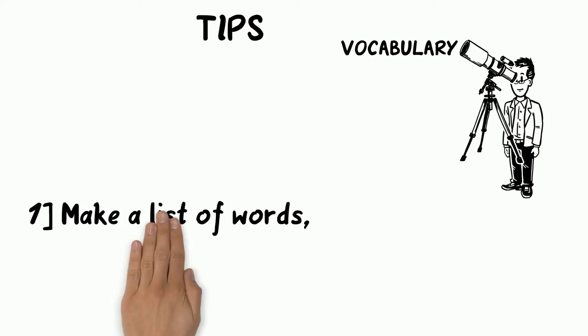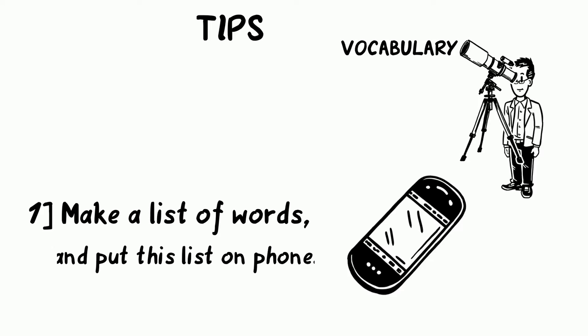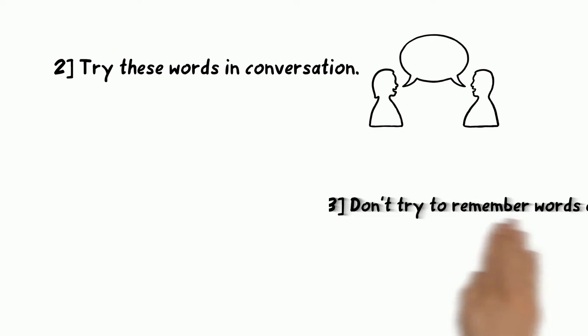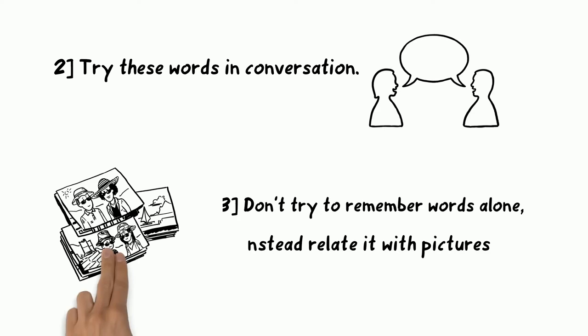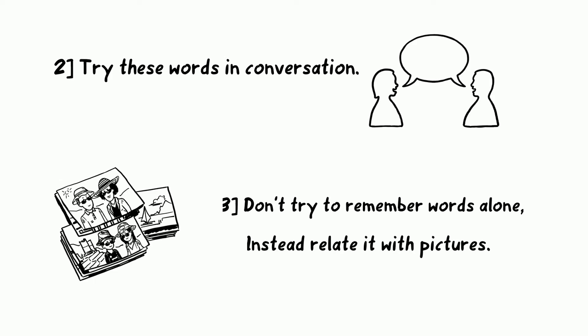First one is, make a list of words and put this list on your phone so that you can access it anywhere. Second one is, try these words in conversation. Third is, don't try to remember words alone, instead relate them with pictures. The quickest, most intelligent way to improve vocabulary is to memorize words with pictures.